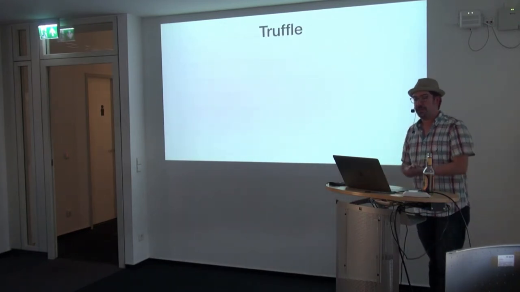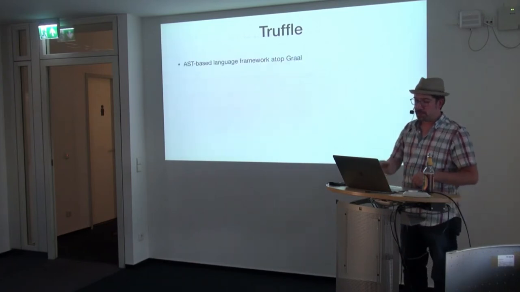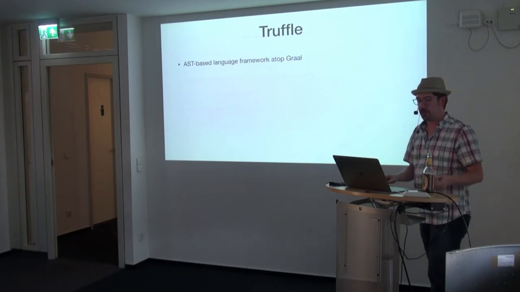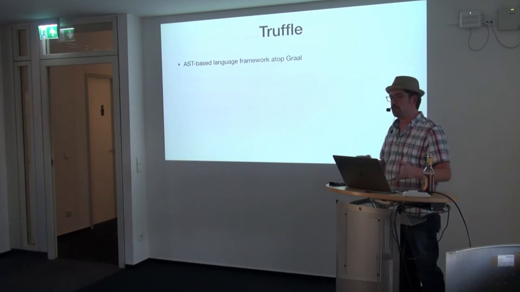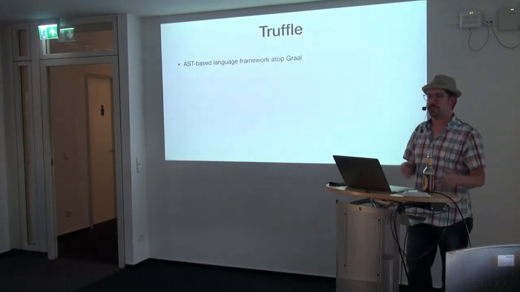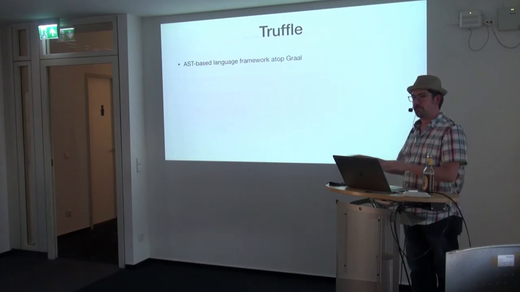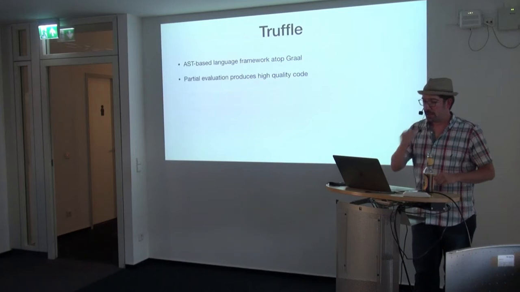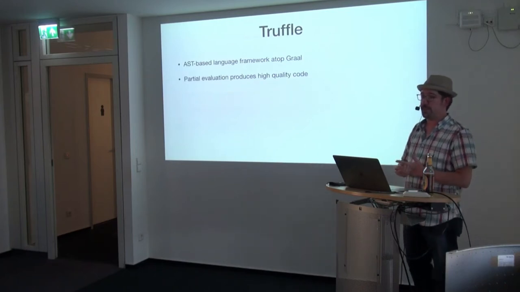All right, the final project that I want to talk about from the Graal world is Truffle. This is an AST-based language framework that's built on top of Graal. Like JRockit, with its AST-based JIT, it has more potential for optimization. There are things they can see in the structure of code that's hard to do if you're just using raw bytecode or an intermediate format like HotSpot does. This also has a very high-quality partial evaluation implementation.